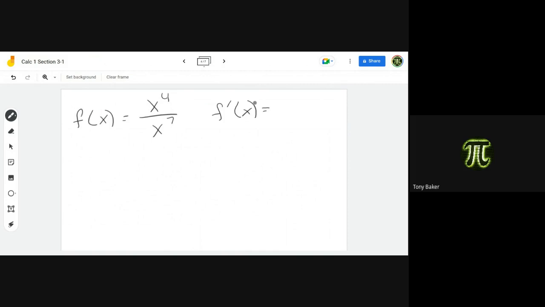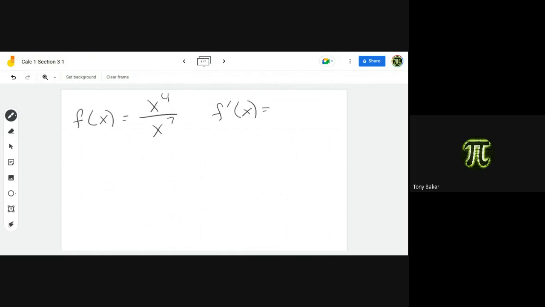How about this one? Good attempt. We're actually going to learn rules about products and quotients. So this would actually end up being the quotient rule, but do I really need to do the quotient rule for this? Yes. This is where your algebra comes in.